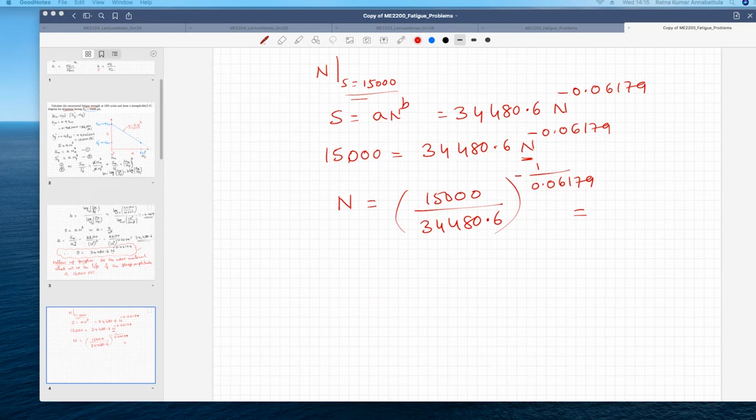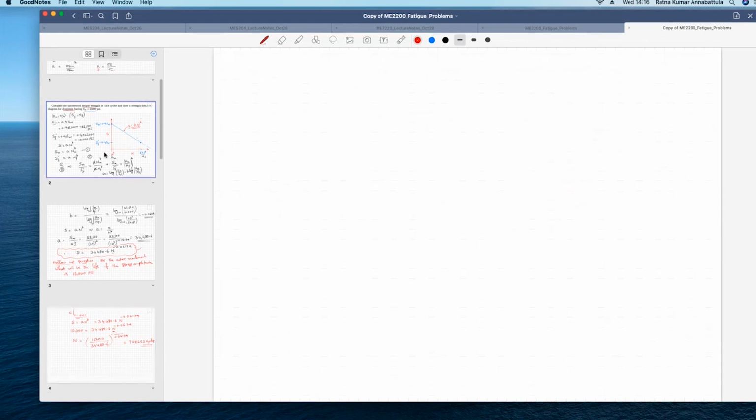That turns out to be 15,000 divided by 34,480.6 to the power minus 1 by 0.06179. So that comes out to be 708,263 cycles. So that's actually going to be less than your 5 into 10 power 8 cycles, but greater than 10 power 3 cycles. That is somewhere in between.